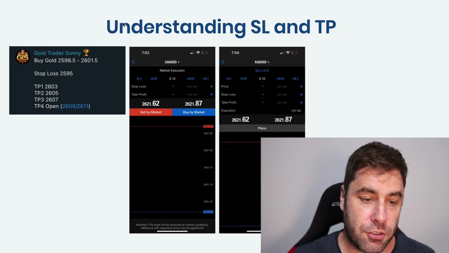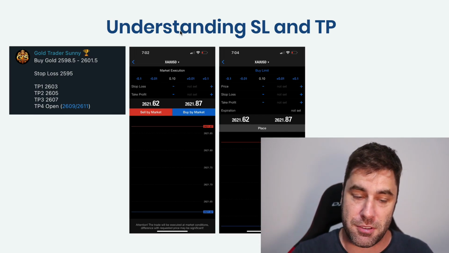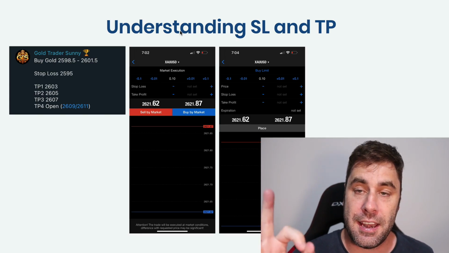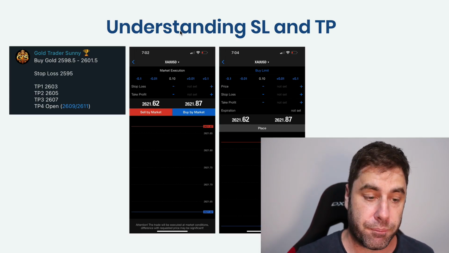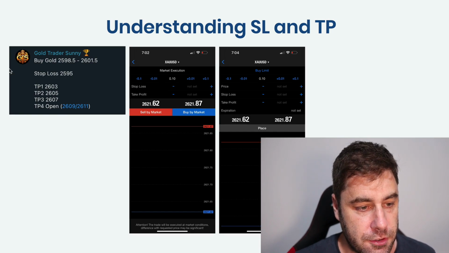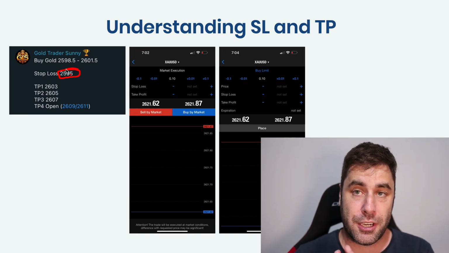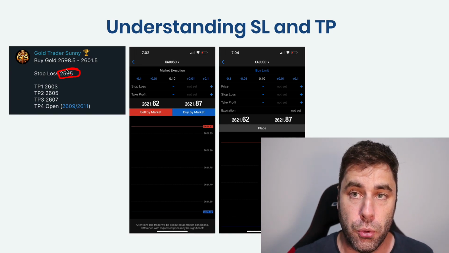So first of all, let's just take baby steps real quick. We need to understand what a stop loss is, an SL, and a take profit, TP. A stop loss, so here's a signal here. A stop loss is the point where your trades are going to close at a loss and you're going to lose money. This is called risk management.